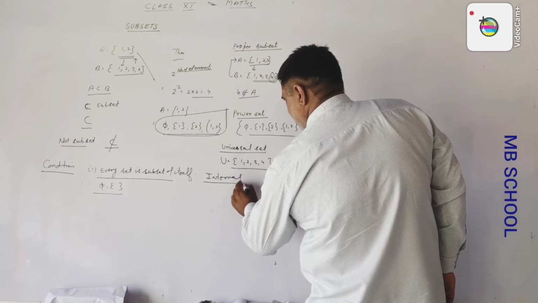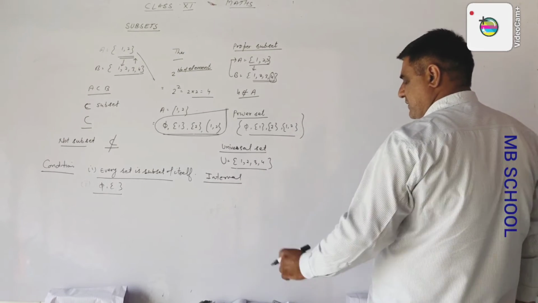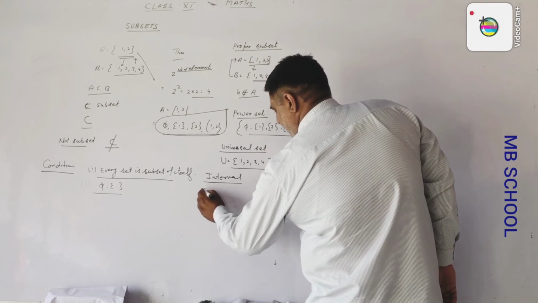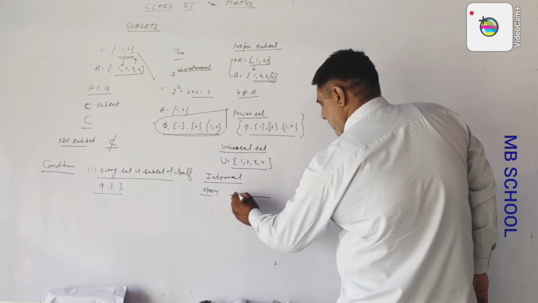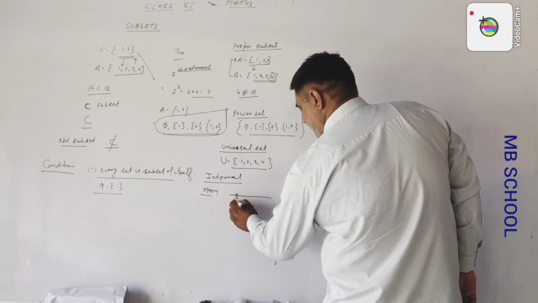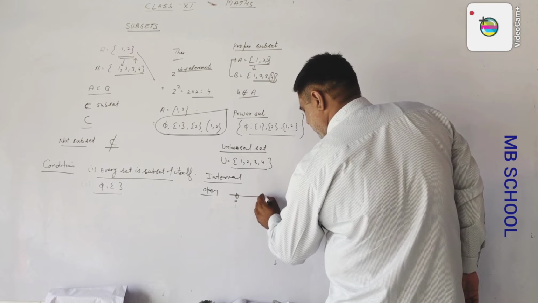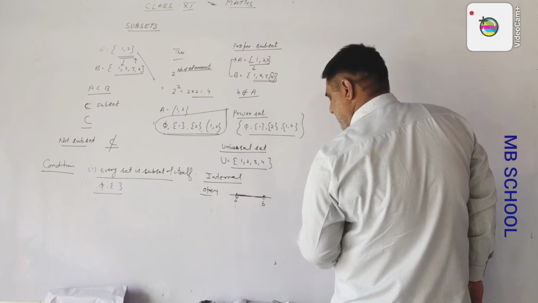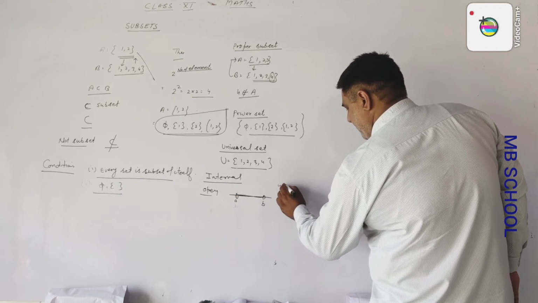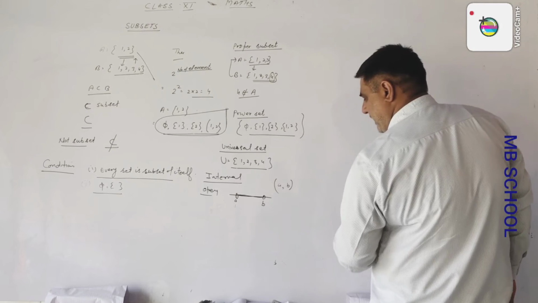There are 4 types of intervals. First of them, open interval. In open interval, these are your lines, this is point A, this is B. In open interval, we take the values between these. For example, open interval will be written as (A, B) like this.